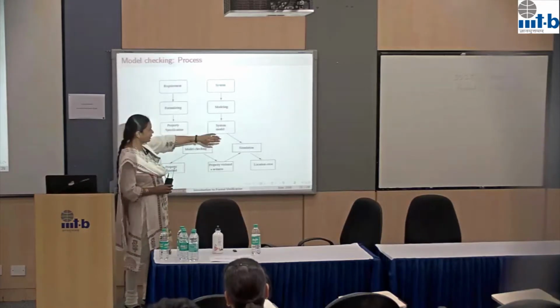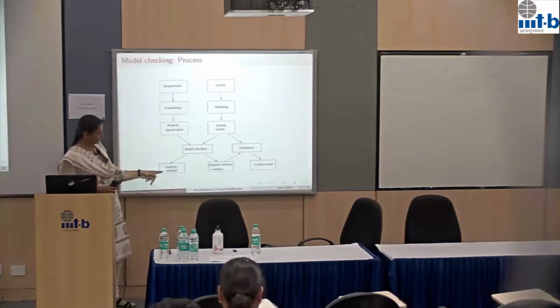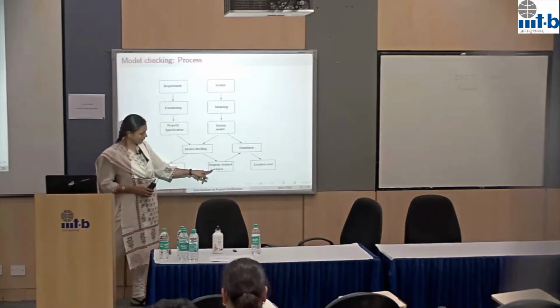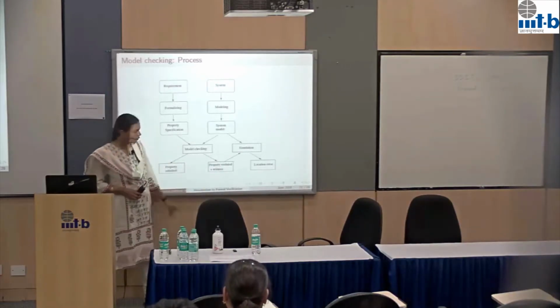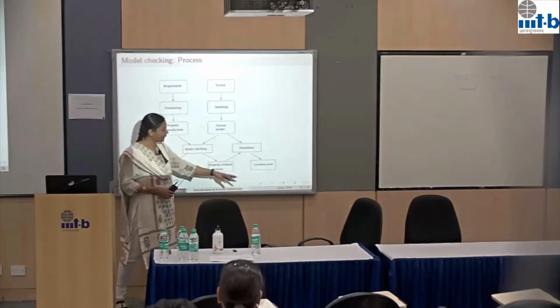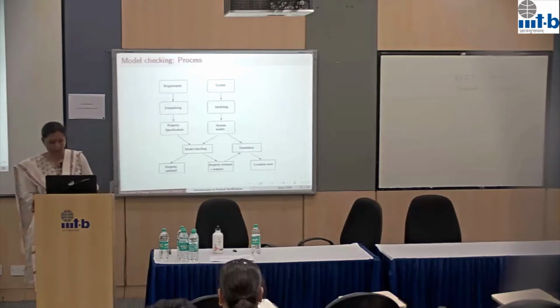Then I model it, I get a system model, I give it to a tool. It'll say yes, everything's fine, I stop. Or it'll say no, then it'll give me a witness. So I have to understand the witness, the system run. So I go ahead and simulate, I understand what the error is, then I could make changes and repeat the process. This is how model checking works, right?